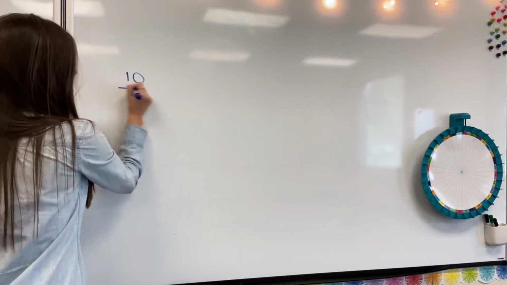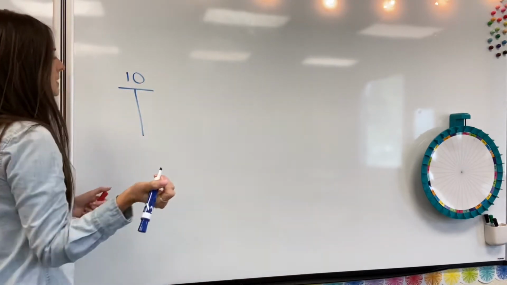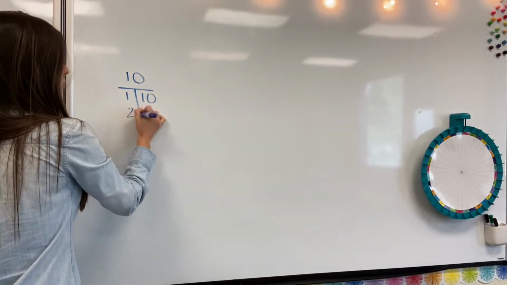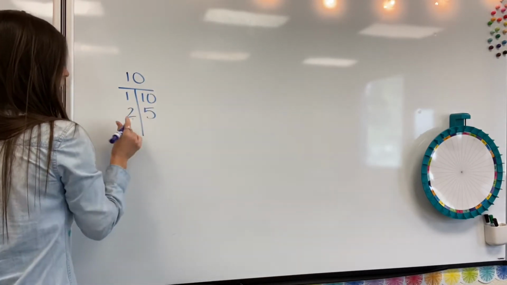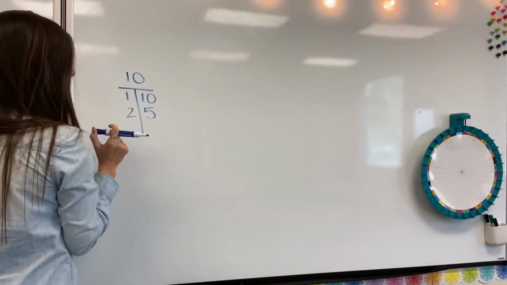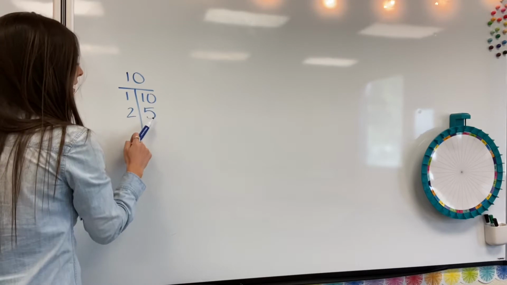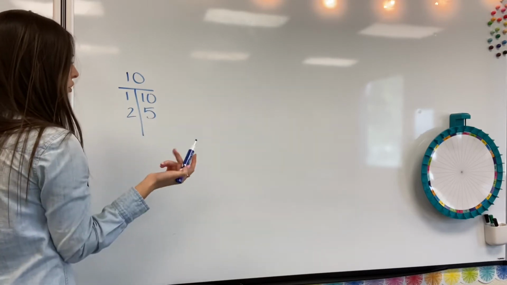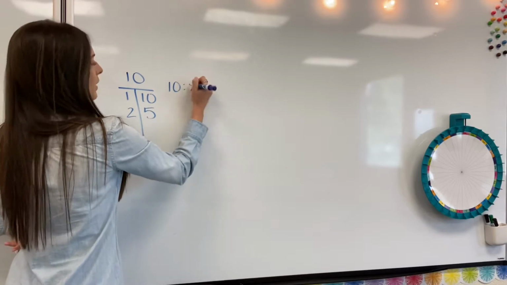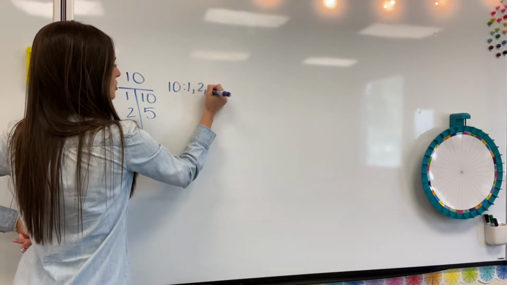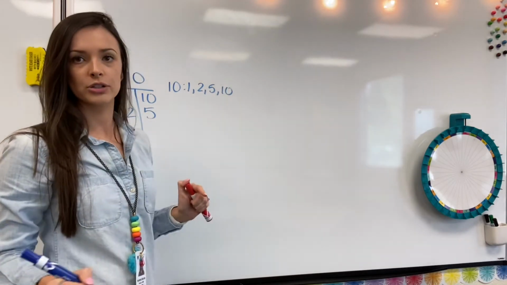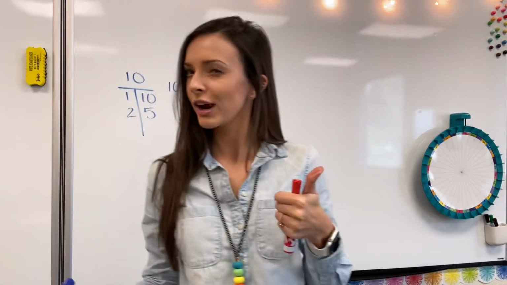I can use my T-chart strategy to say that, let's see, 1 times 10 or 2 times 5. 3, no, 3 is not a factor of 10. 4 is not a factor of 10. 5, yes, it's already there, which means I found all of my factors. So if I'm listing out the factors of 10, the factors of 10 would be 1, 2, 5, and 10. These are my factors of 10. We're good with factors? We got it?